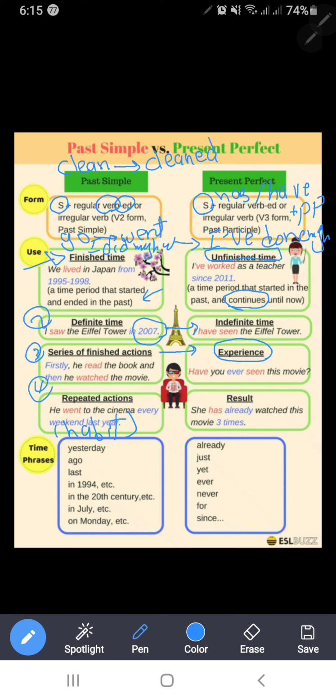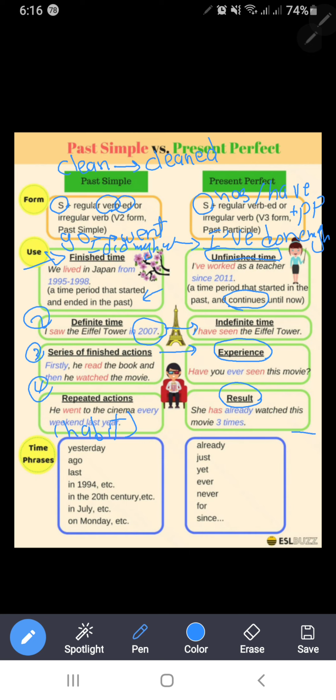But the present perfect talks about the result of the verb. For example, she has already watched this movie 3 times. So now she knows exactly what happens in this film.